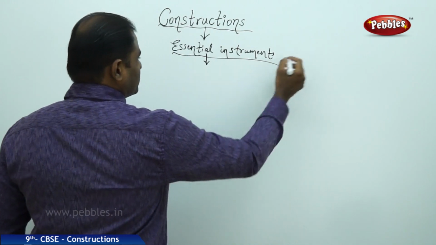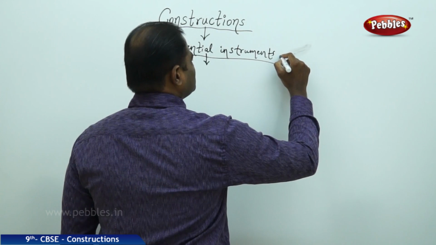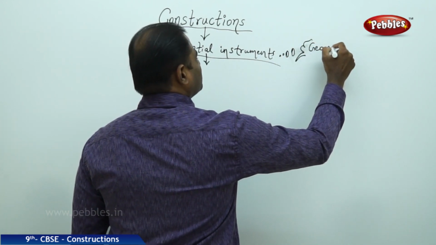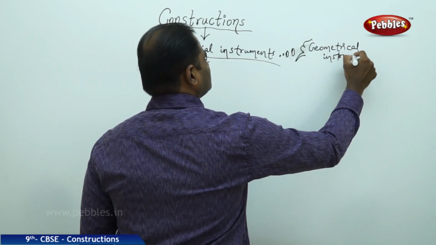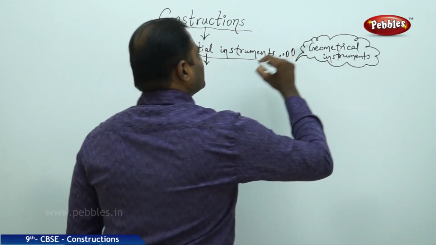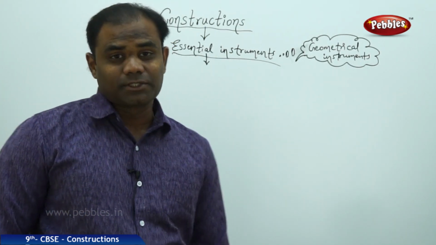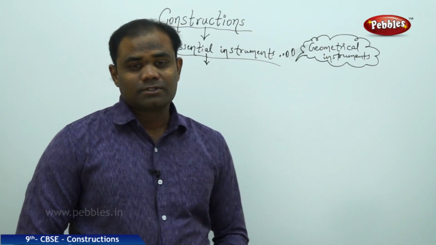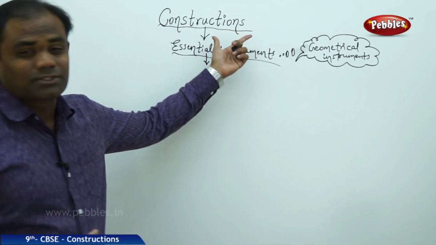These essential instruments are also referred to as geometrical instruments. Geometrical instruments is what we note when we talk of essential instruments for construction. So let's see what are the essential geometrical instruments in the topic of constructions.